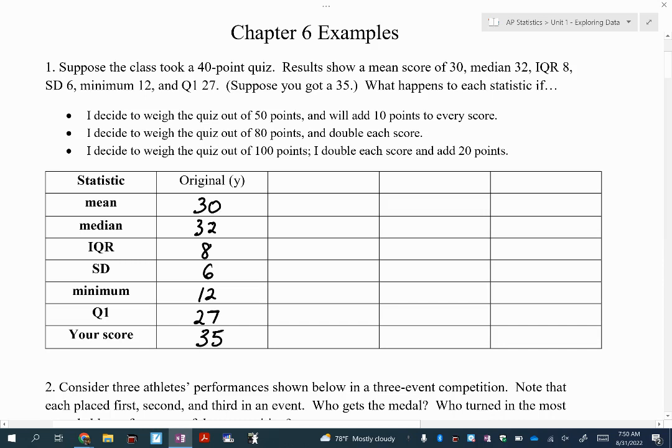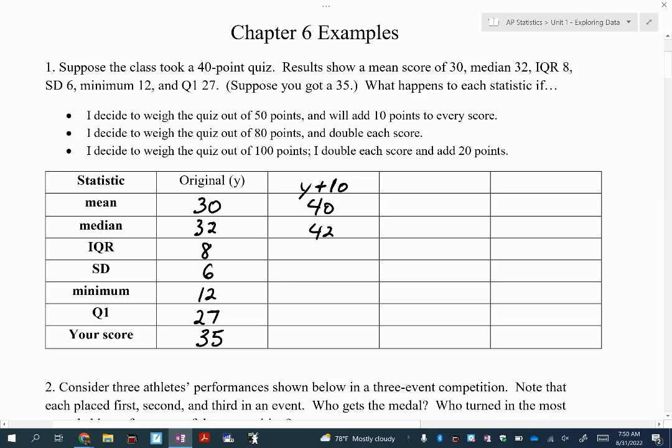Nice job. Okay, so it says the first decision made by the teacher was to, instead of making it out of 40, make it out of 50, and they're going to add 10 points to every score. So that would be like taking your data value and adding 10. So the mean's going to go up by 10, the median's going to go up by 10. Now, here's the thing that you need to know.